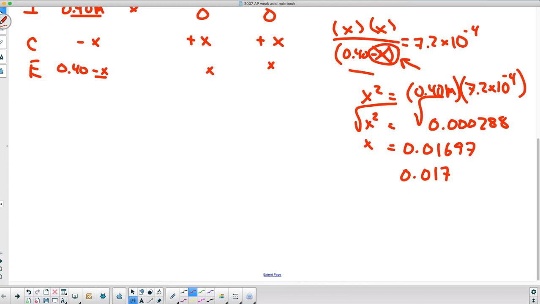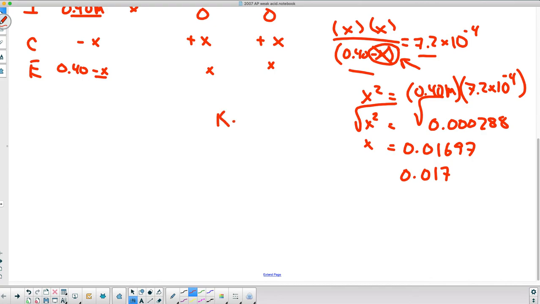First of all, I go back and I take my answer here, my 0.017, I square it and divide it by 0.4, and if I do that, I get exactly 7.2 times 10 to the negative fourth. Exactly. So that means that that x is not large enough to change anything. So that's one of the ways that you know. Another way is to look at this.